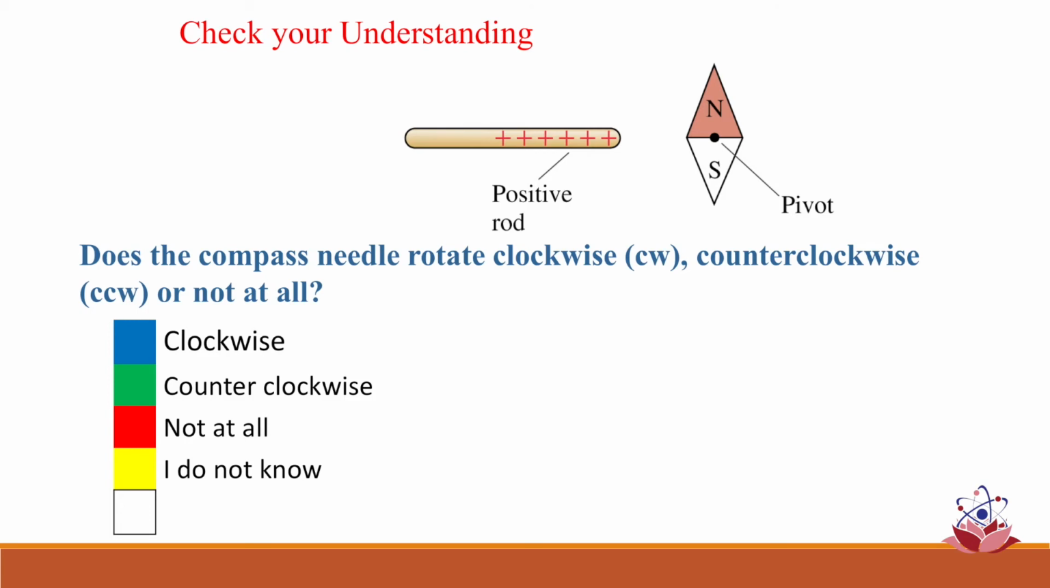So here we have a rod that's charged with positive charge and a compass needle. And we want to know, does the compass needle rotate clockwise, counterclockwise, or not at all? And you're just holding the rod by the compass.